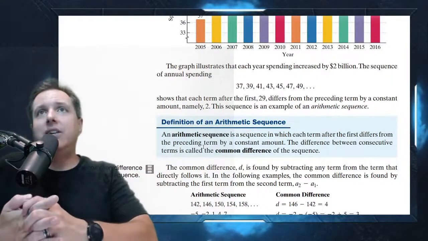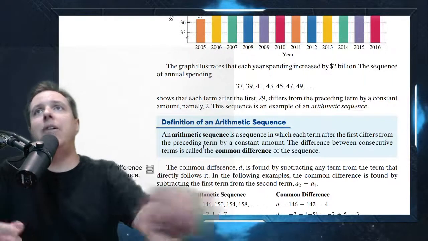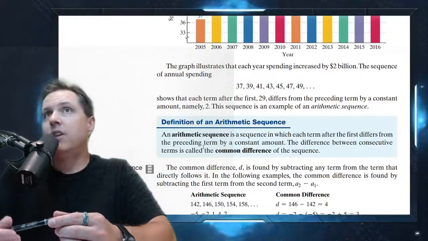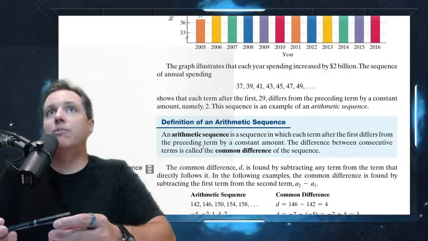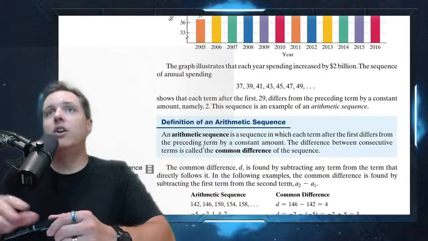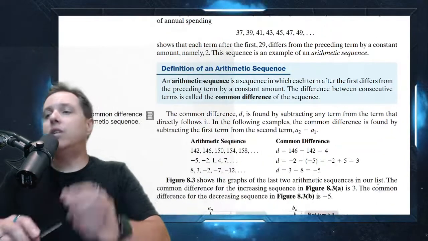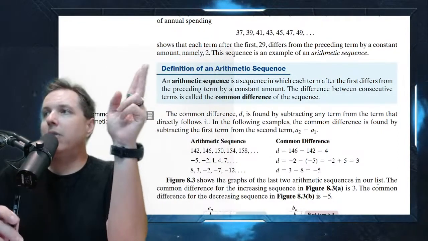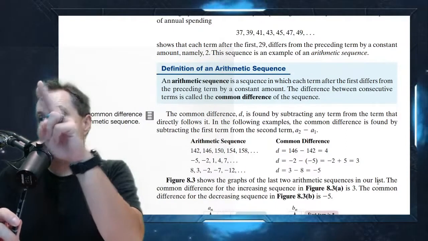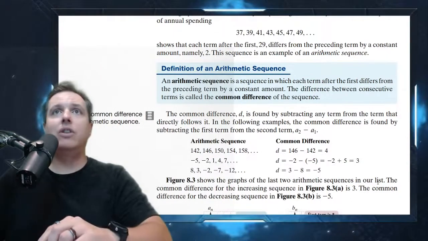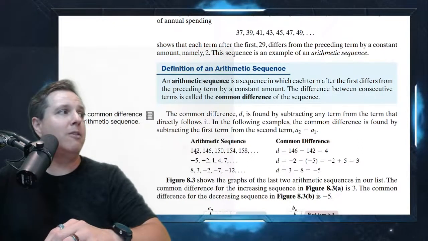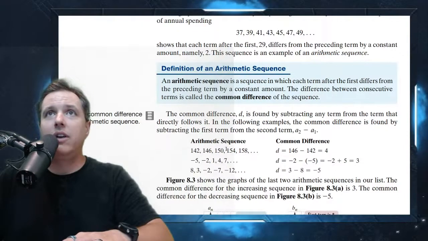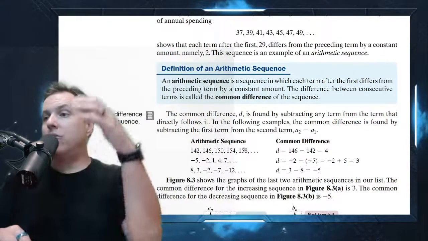So an arithmetic sequence is a sequence in which each term after the first differs from the preceding term by a constant amount. The difference between consecutive terms is called the common difference of the sequence. In other words, if you take two consecutive terms in the sequence and subtract them, you will get the same number as if you take any other two consecutive terms and subtract them. It's the same amount. You can see this sequence right here. How did we get from the first to the second? We added 4. Add 4, add 4, add 4. So that's what an arithmetic sequence is.